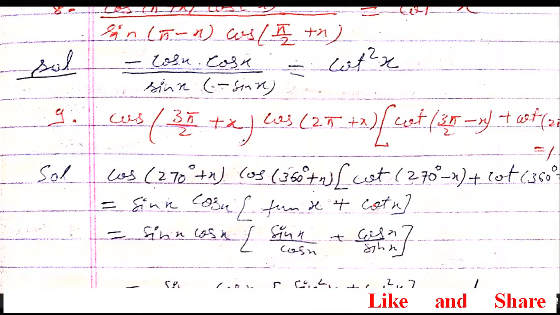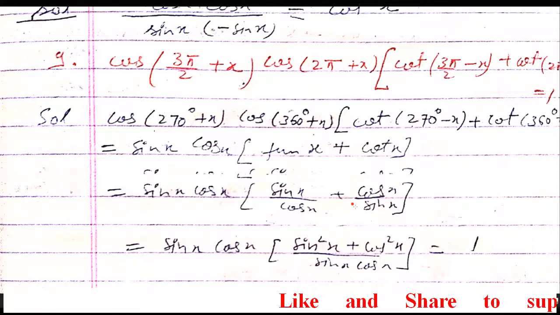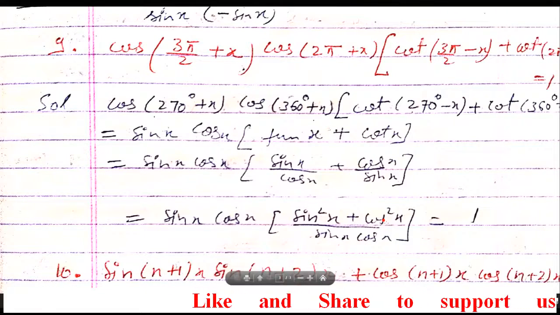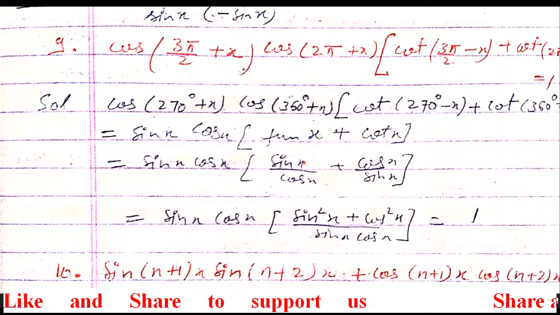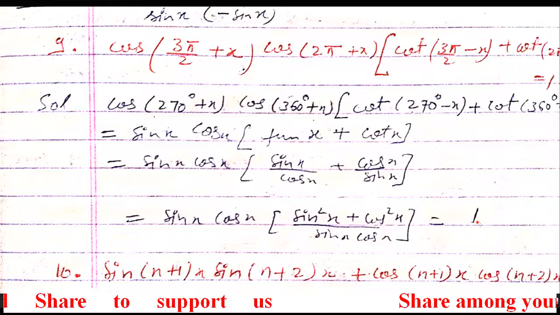Now here tan x and cot x, you just change into sin and cos. Take the LCM, that will give you sin²x + cos²x. Now this sin and cos will cancel with that sin and cos, and sin²x + cos²x is 1. That's why we achieved 1.